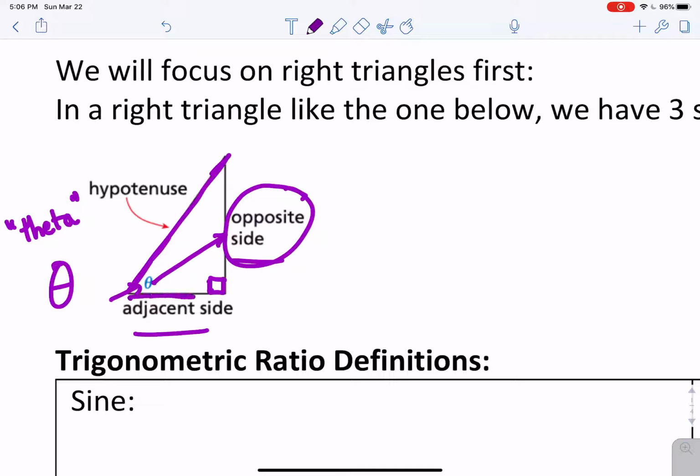And the one that's touching it, that's next to it, is the adjacent side. So you want to get careful about labeling these sides, because a lot of this is going to depend on which side is opposite and which side is adjacent. Just remember, the side that's touching the angle, that's the adjacent side. So the hypotenuse and the adjacent side make the angle. The side that's not touching it at all, that's the opposite side.